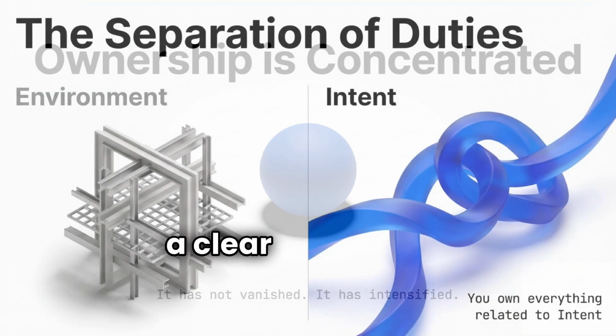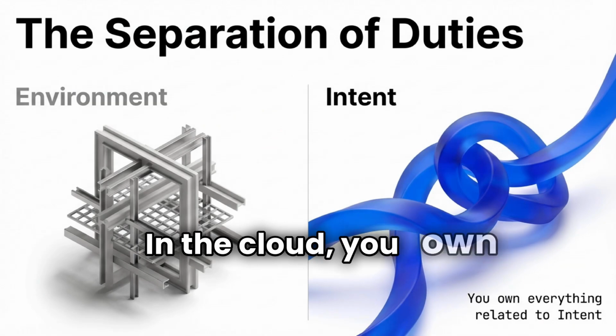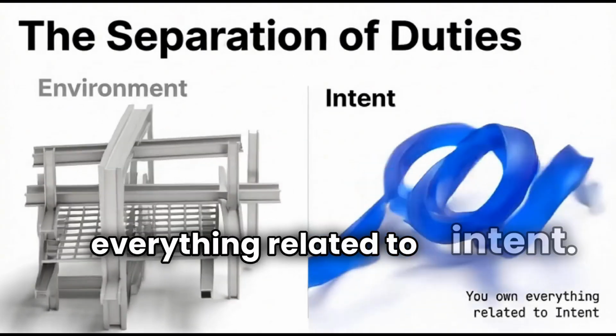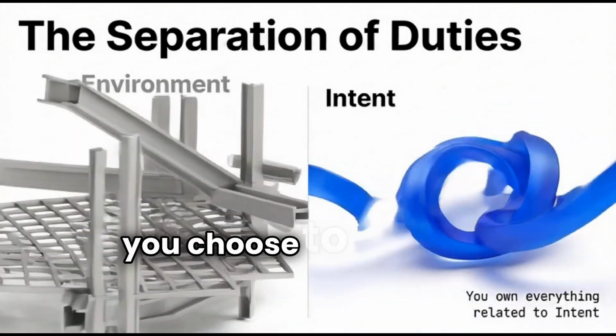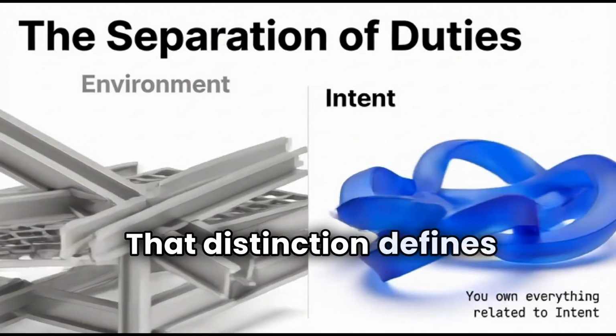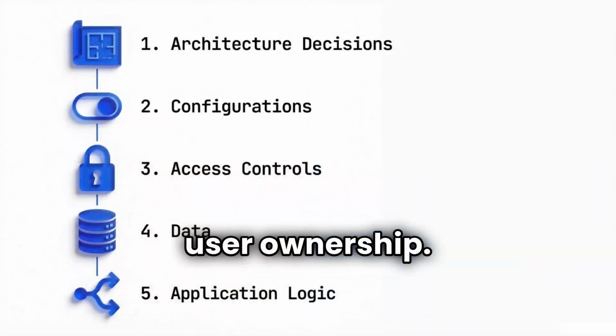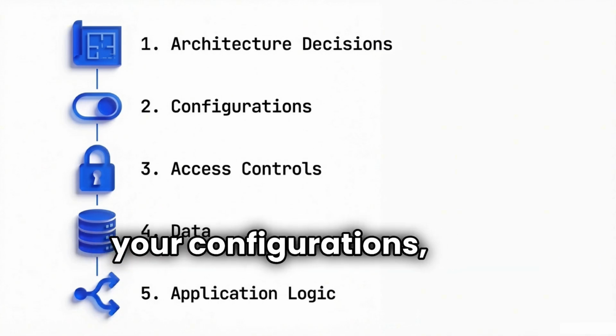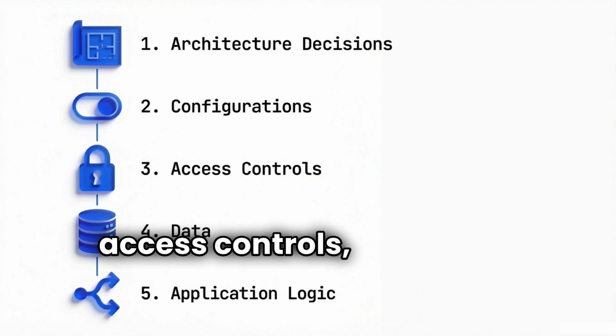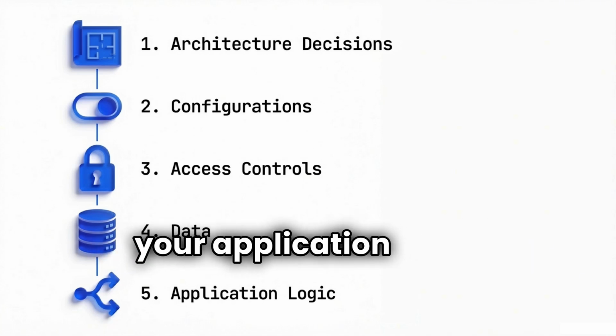Let's start with a clear statement. In the cloud, you own everything related to intent. The provider owns the environment. You own what you choose to do with it. That distinction defines user ownership. So what does that actually include? As a cloud user, you own your architecture decisions, your configurations, your access controls, your data, your application logic.